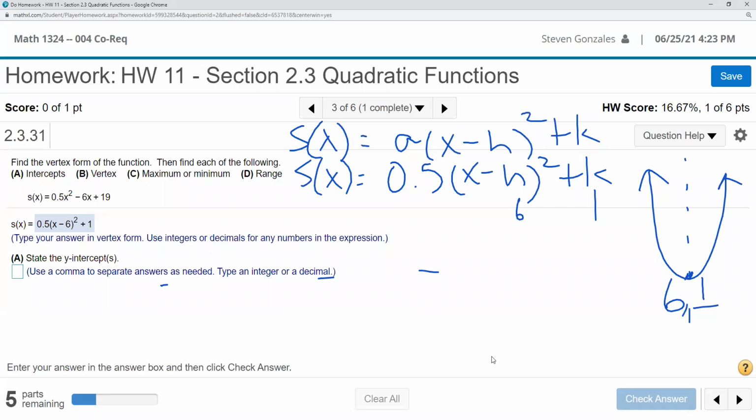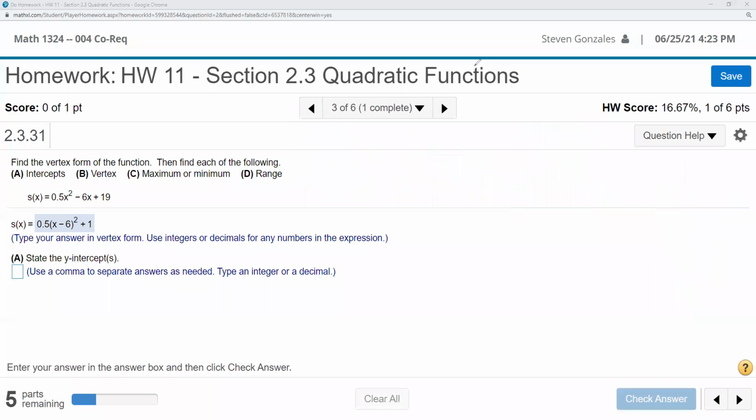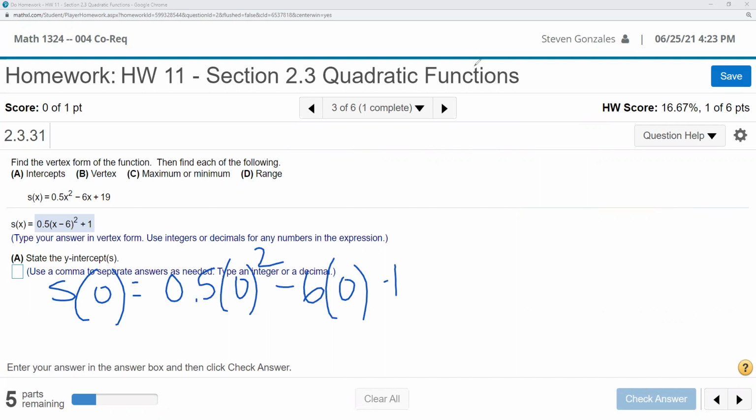Then we're going to do the y-intercepts. The y-intercept, there's only one. It's always going to be S of 0. And I would plug it into the top. That's going to be 19, because you have 2 expressions that equal 0, and then you have 19. So I'm going to go ahead and write 19.